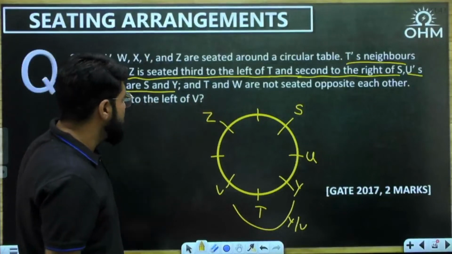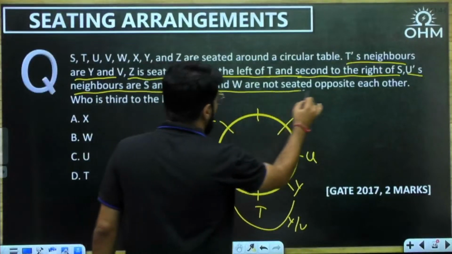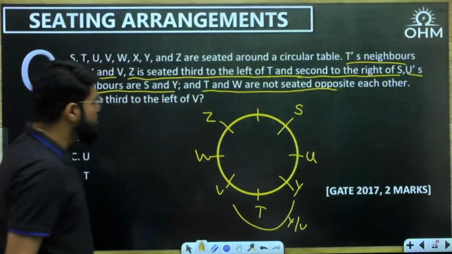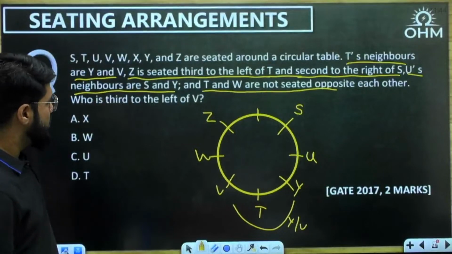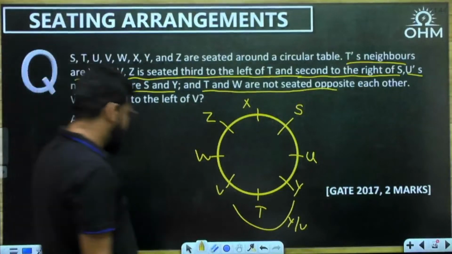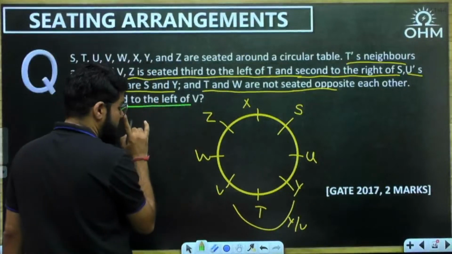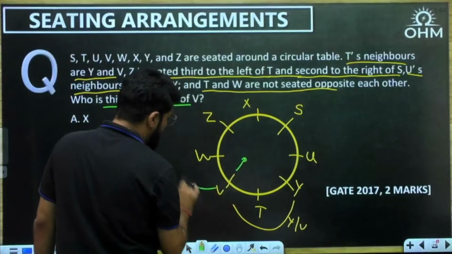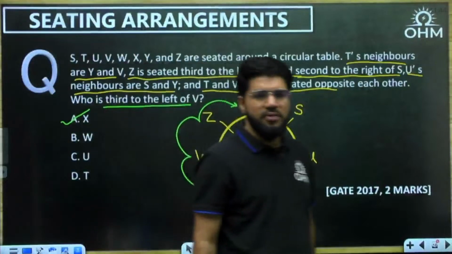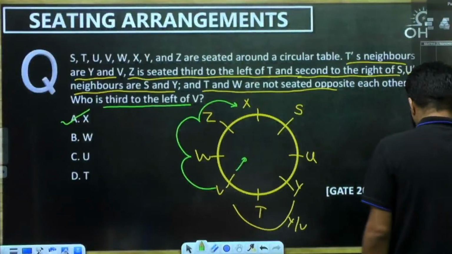T and W are not opposite each other. Only W is left here. One information about W: T and W are not opposite each other. So W cannot be here. So W is here. Now who is the person left? I think X is left here. So X comes here. Question: who is third to the left of V? This is V facing inside. One left, second left, third left. Third to the left of V, the answer is X. Option A.